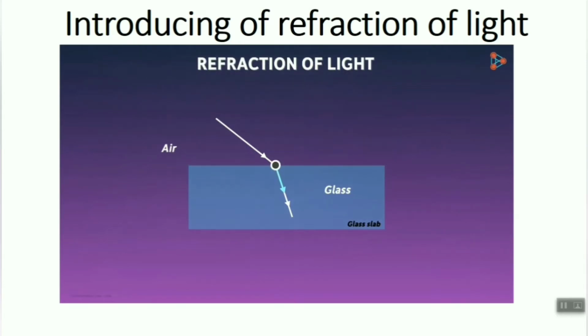We see that at this point the light bends. It's not going straight. What are these two mediums called? The medium from where the light is incident is called the incident medium, and the medium where refraction occurs is called a refractive medium.